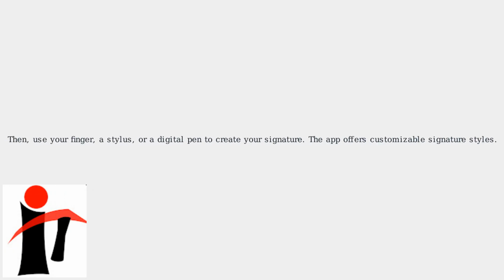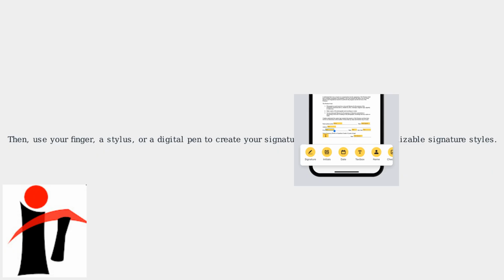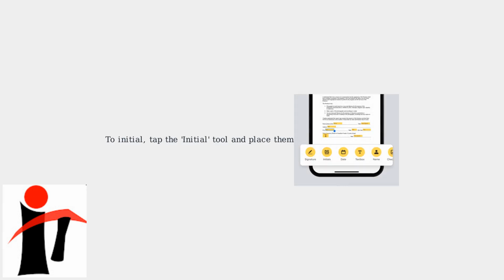Then, use your finger, a stylus, or a digital pen to create your signature. The app offers customizable signature styles. To initial, tap the Initial tool and place them on the appropriate fields.